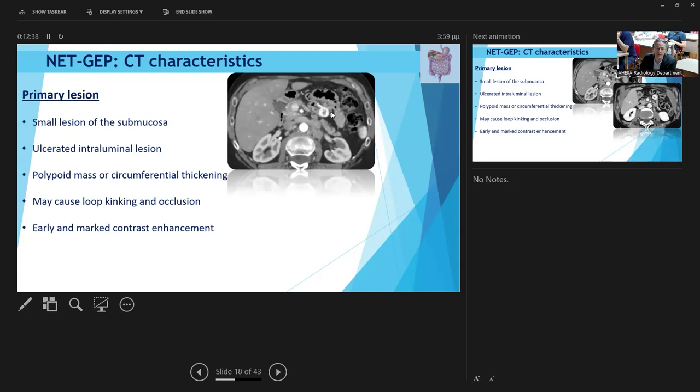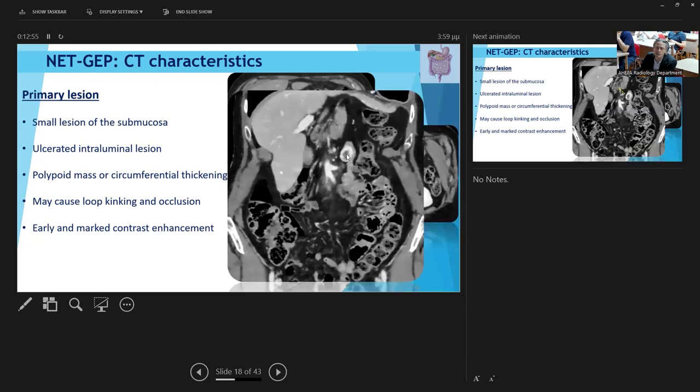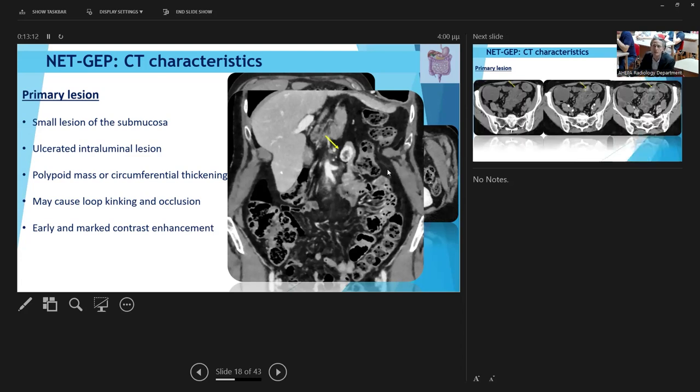Now I'm showing you one case from our series in which the lesion is localized in the jejunum, so it's not so typical, but it's characterized by hyperenhancement in the arterial phase and also in the portal venous phase. Through the multiplanar reformatted images, we are able to highlight the relationship with the bowel itself and with the extra-intestinal structures, like the fat and vessels, and we could highlight the presence of any possible lymph nodes.